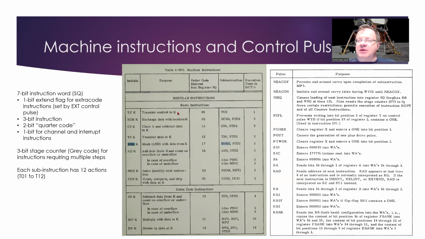And then we need K. We need the actual data of where we are going to transfer control to, or we want to mask, which is a logical AND with data from K. Now, K could be a memory address. K could be one of the directly addressable registers. There are a few sources of what K could be.